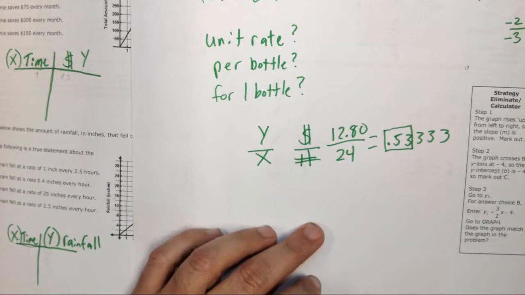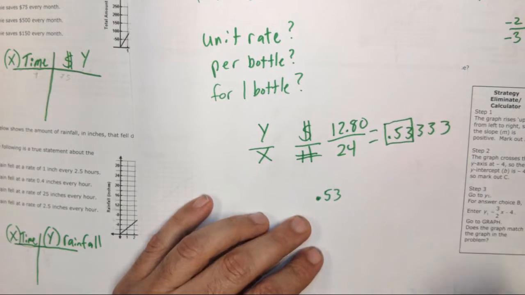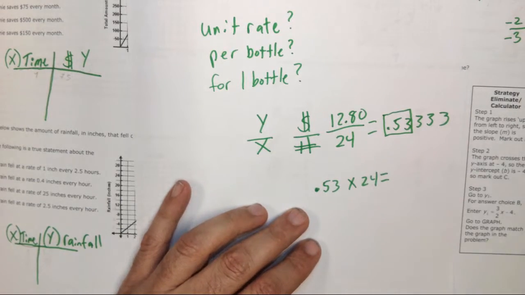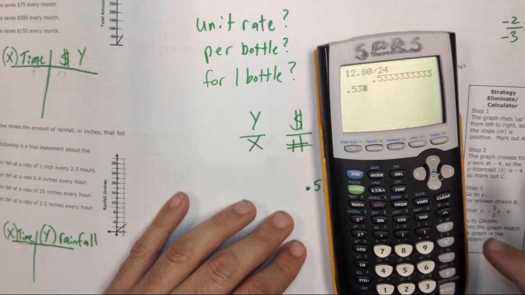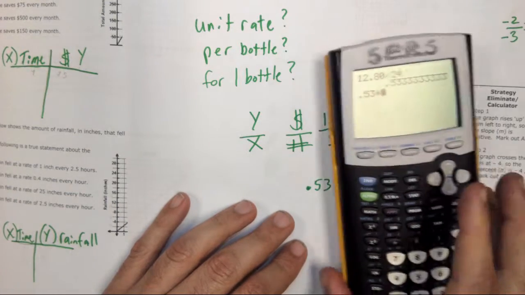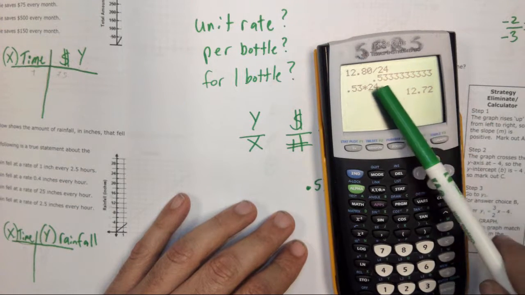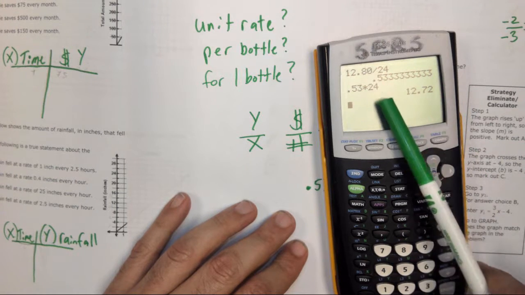Let's check. You can go the other way around. I'm claiming it's 53 cents for one bottle, times 24 bottles. I should get $12.80. Only 53 times 24 gives $12.72. Okay, well that's because I didn't use all the threes. It's going to get you in the general vicinity.